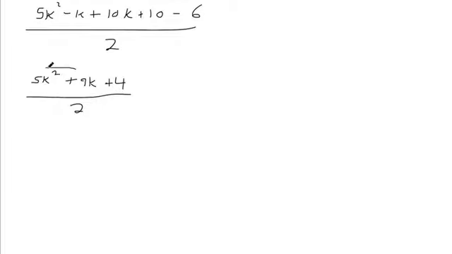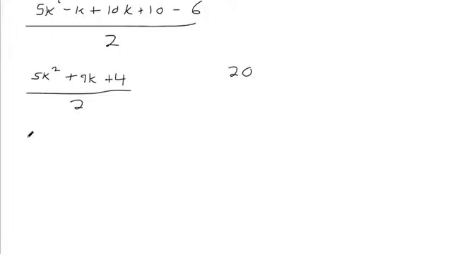And I think this is factorable. 5 times 4 would make 20, and we got to find two numbers that multiply to be 20 but add to be 9. So that's 5 and 4, right? So we got 5k squared plus 5k plus 4k plus 4 over 2. And then we factor the numerator by grouping.